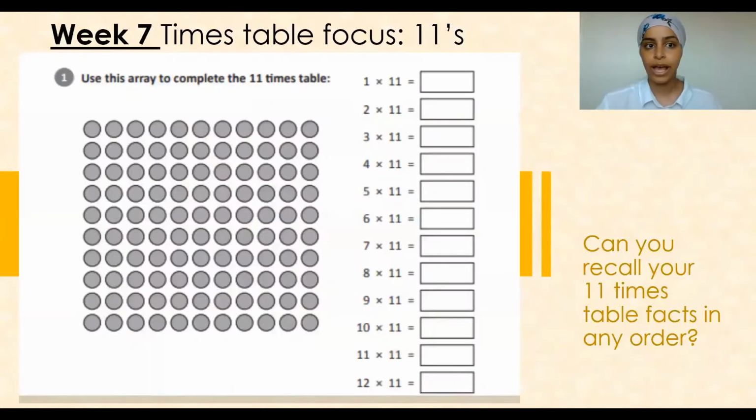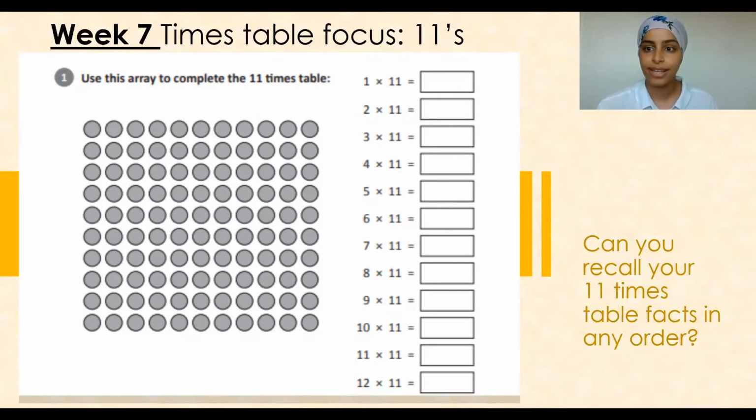Next one. Okay, so in your home learning pack, our times table focus of the week is the 11s. So I've given you this array to help you complete our 11 times table facts, from 1 multiplied by 11 to 12 multiplied by 11. Have a go answering these facts, and before you check your answers, can you recall your 11 times table facts in any order? So it's one thing to be able to recite it in order, and it's another to be able to do it in random order. So 3 multiplied by 11, 8 multiplied by 11.